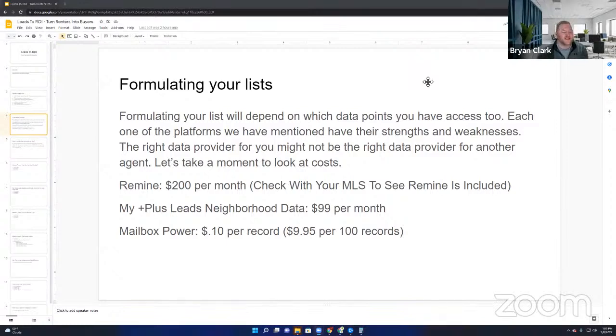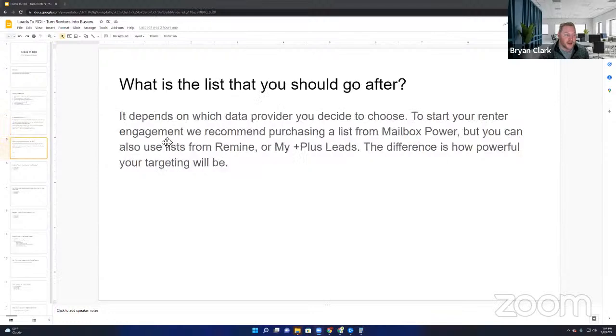MyPlusLeads neighborhood data gives us the exact same information where it's absentee homeowner data. We can send a piece of mail to that house and target the renter specifically. And then Mailbox Power, which of course is the system that we use to send out all of our direct mail to buyers, sellers, FSBOs, expireds, canceleds, withdrawn. This is an extremely powerful tool that gives you all of the necessary resources that you're going to need so that you can target your specific audience of who you're going after.